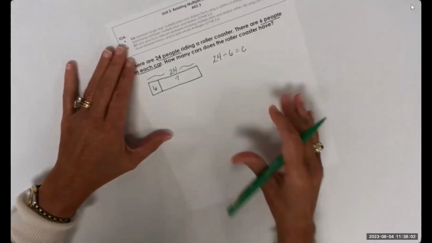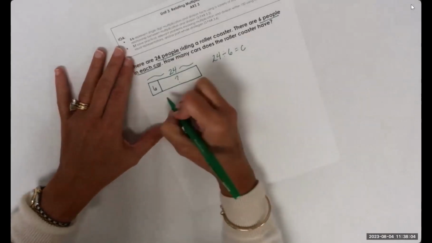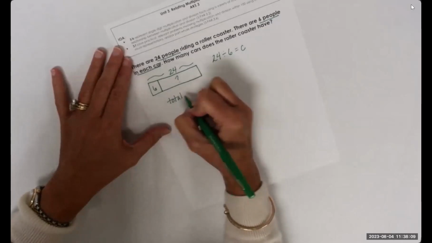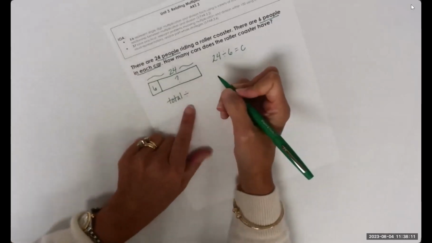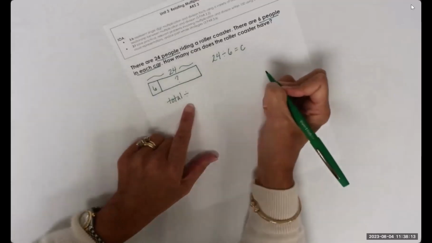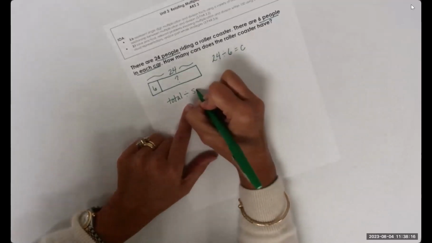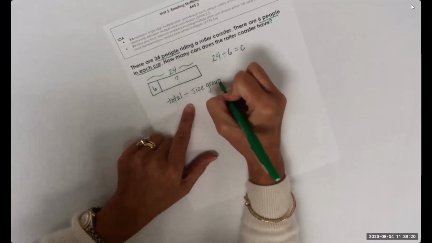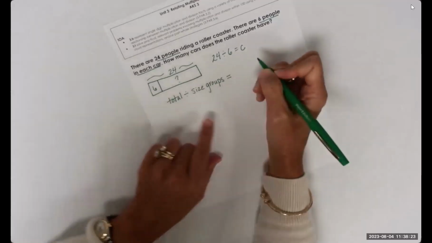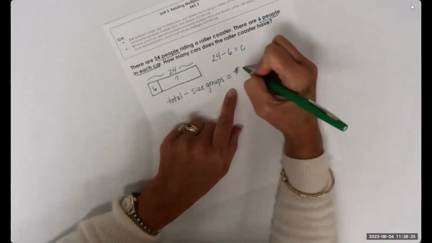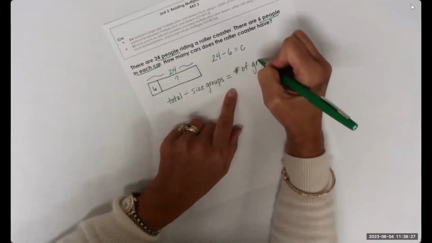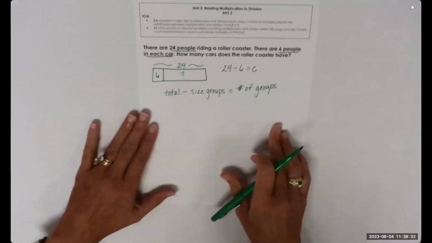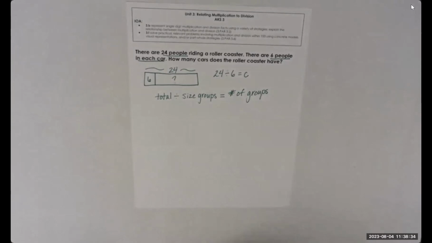Right? So what we've done here, connecting back to those groups, we know our total, which is our dividend, and we are dividing that by the size of our groups, as we knew there were 6 people in each group, and that is going to tell us the number of groups. Okay. All right, so we've got that understanding. We know what's happening in the problem.